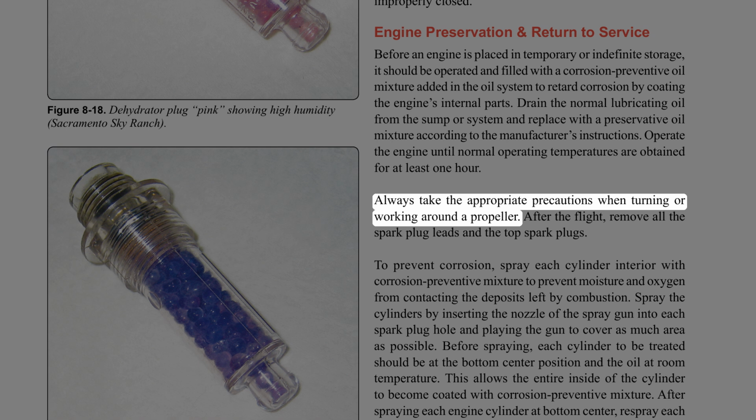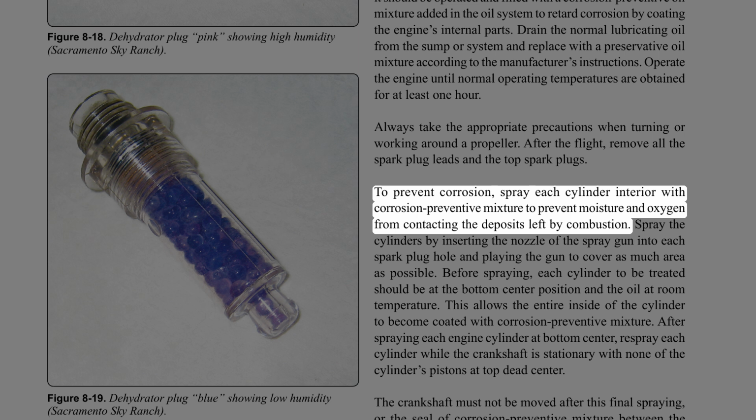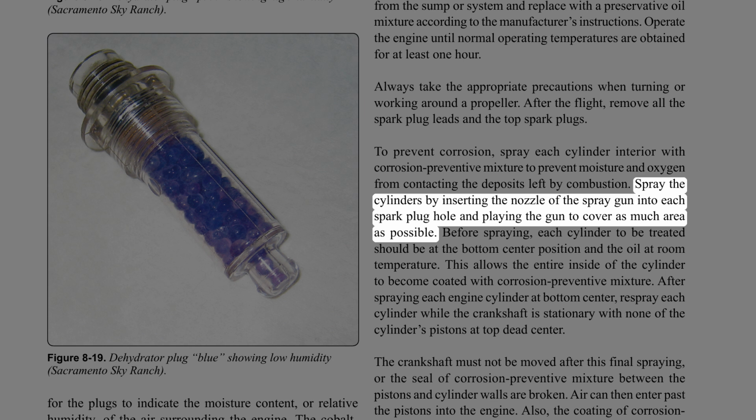Always take the appropriate precautions when turning or working around a propeller. After the flight, remove all the spark plug leads and the top spark plugs. To prevent corrosion, spray each cylinder interior with corrosion-preventive mixture to prevent moisture and oxygen from contacting the deposits left by combustion. Spray the cylinders by inserting the nozzle of the spray gun into each spark plug hole and playing the gun to cover as much area as possible.